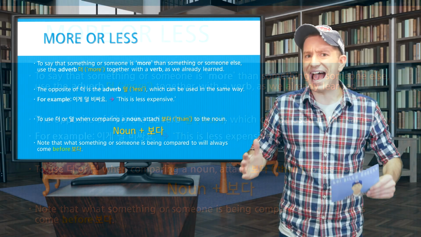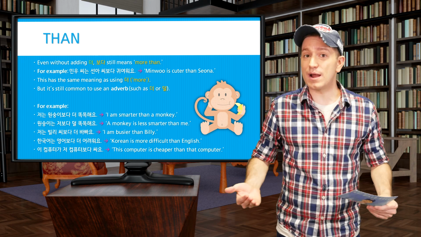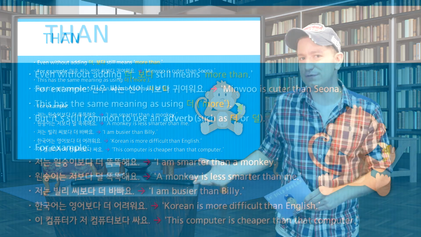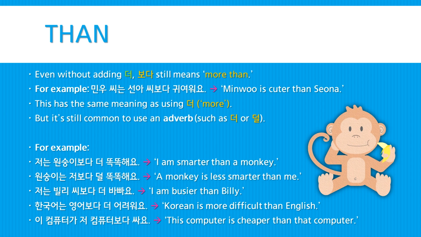Even without adding the adverb 더, if you use the grammar form 보다 with a noun, it still would mean more than by default. For example, if you were to say, 민우 씨는 선아 씨보다 귀여워요. 민우 is cuter than 선아. This would have the same meaning as if you added 더, more. So if you just use 보다 by itself, it already can mean more, but it's still common to add an adverb anyway, such as 더 or 덜.